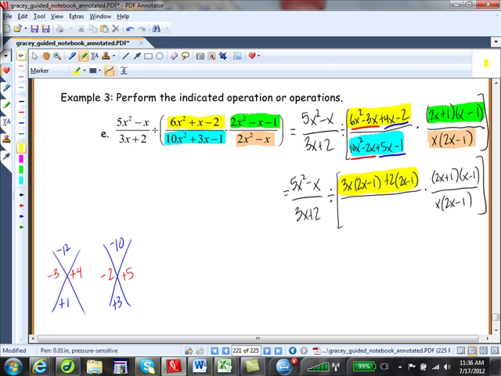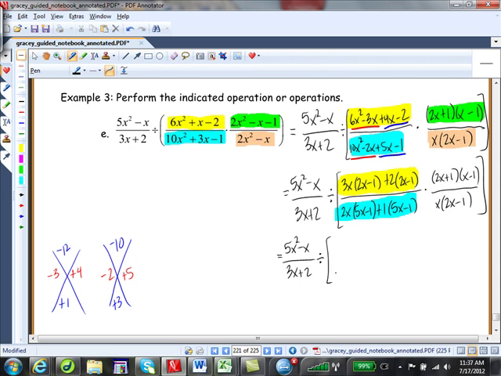The blue, I can factor out a 2x, and I'm left with 5x minus 1. And if I factor out a 1, I'm left with my 5x minus 1. So this is the continuation of the blue. And then the green and the kind of peach color are good. So then we will have 5x squared minus x over 3x plus 2 divided by.